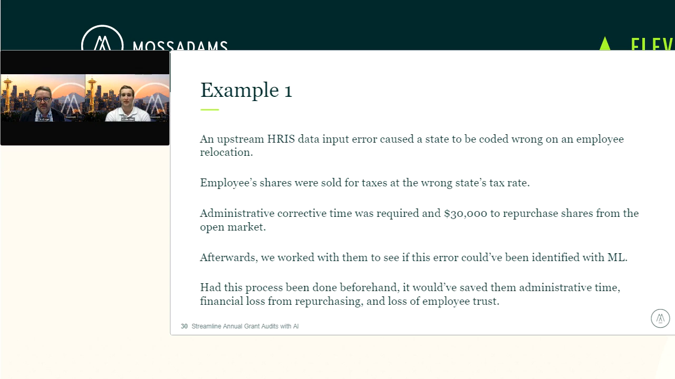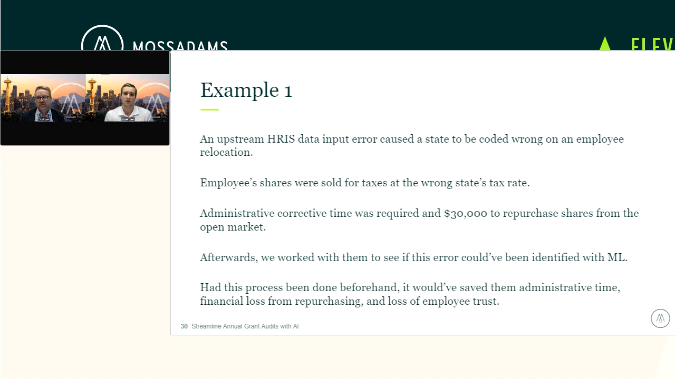This was a client that had an upstream data source that gave them all of the HR employee data, but one of the employees had relocated recently, and there was an error when that change got put into the HRIS system. Their address got changed, but their state code didn't get changed. So everything looked right, since the state that hadn't changed was still a valid state. But obviously the taxes would have gotten calculated incorrectly, and this error got all the way through, and the shares got sold to this employee.